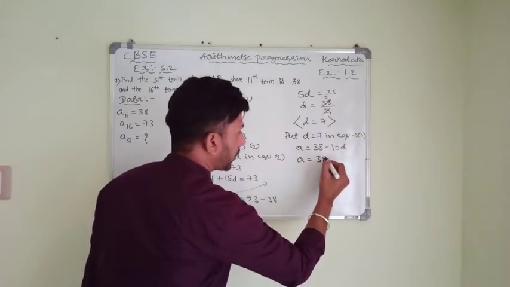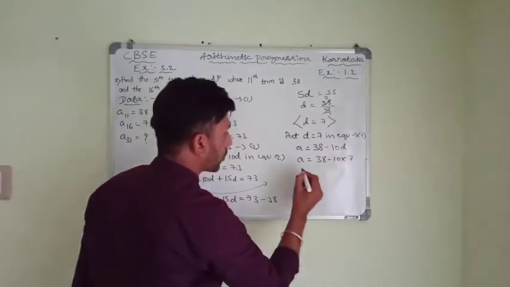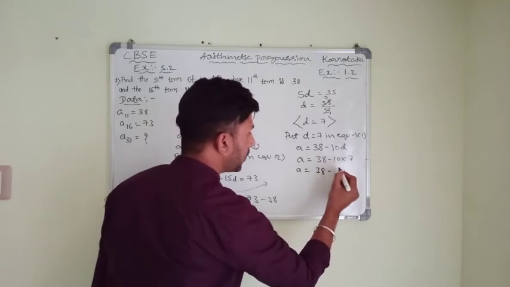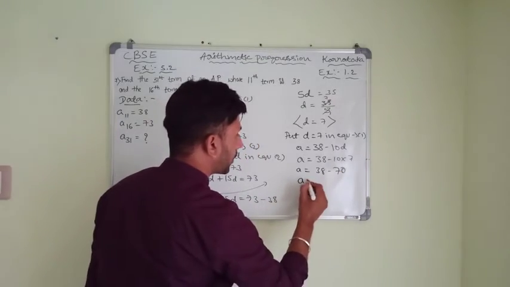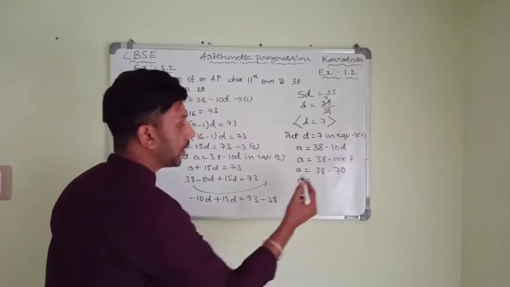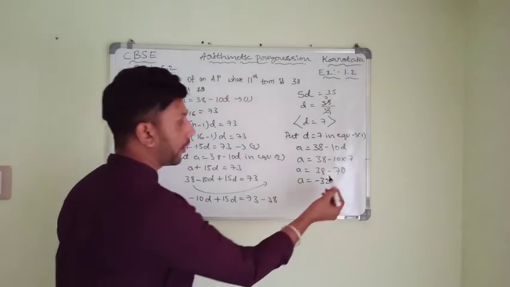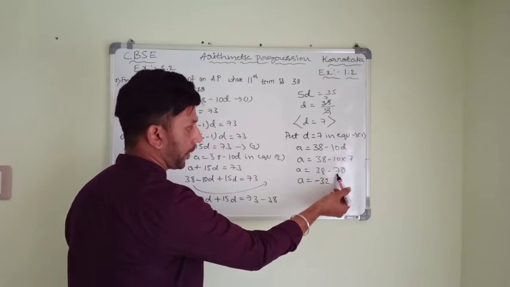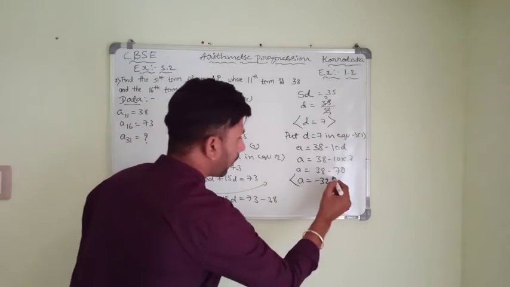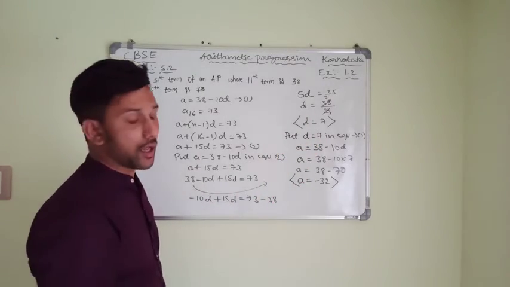So 38 minus 10 into, what is the value of d? d is 7. So a is equal to 38 minus 7 tens are 70. Now subtract it. If you subtract 38 minus 70, the answer will be 32, nothing but minus 32, because we need to write the sign of the biggest number. The biggest number is 70, the sign is minus, so therefore minus 32. Now we got the a value as well as d. a is the first term and d is the common difference.